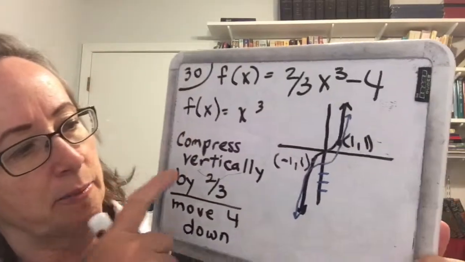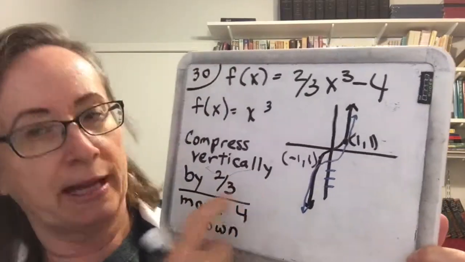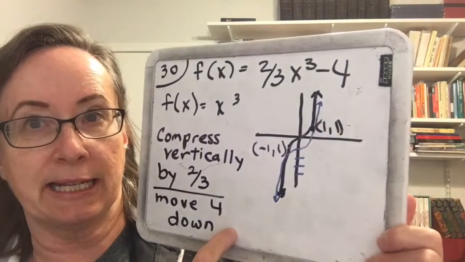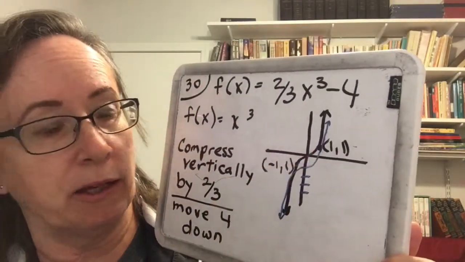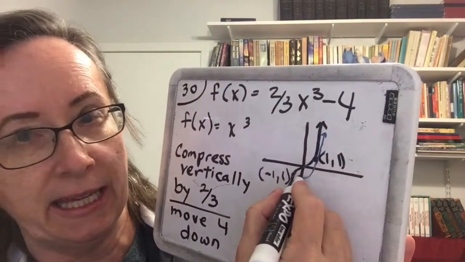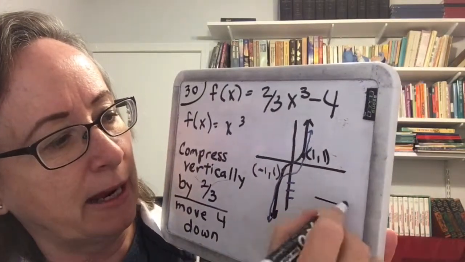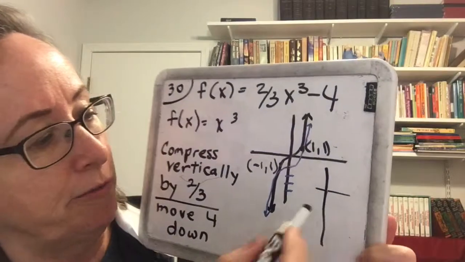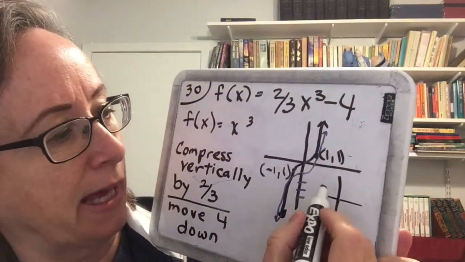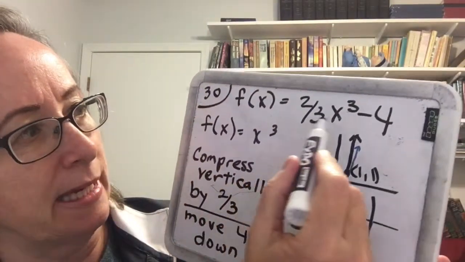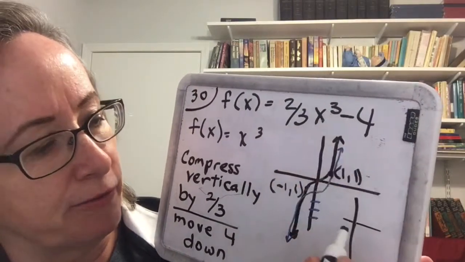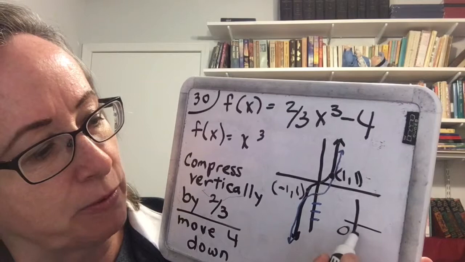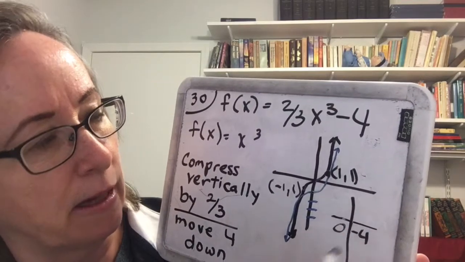When I compress it vertically by 2/3 and I translate it down 4, then the 0, 0 point in the original graph will move down here. Okay, so now in the graph of the new function, I would plug in a 0, and then I would get a -4. So 0, -4 is a point, okay?